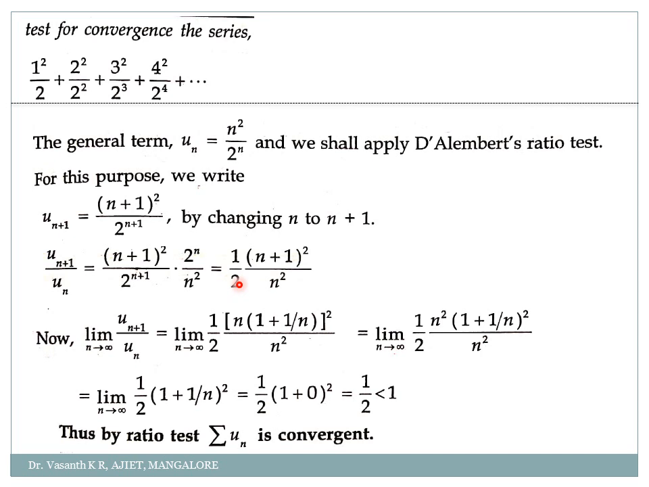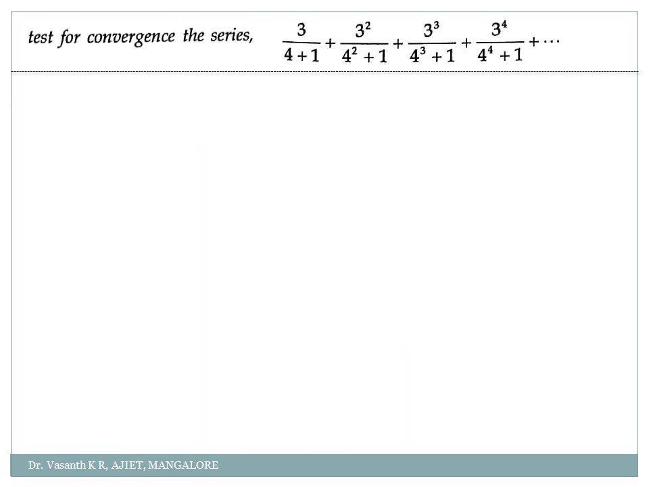Okay. Next step, if I apply the limit, this n I should get into the denominator. So what to do? Take n outside. So n into 1 plus 1 by n the whole square. So n square will get cancelled. So only 1 plus 1 by n the whole square will remain. If we apply the limit here, 1 by infinity is 0. So only 1 by 2 will remain. 1 by 2 is less than 1. Therefore the series is convergent. That's it.